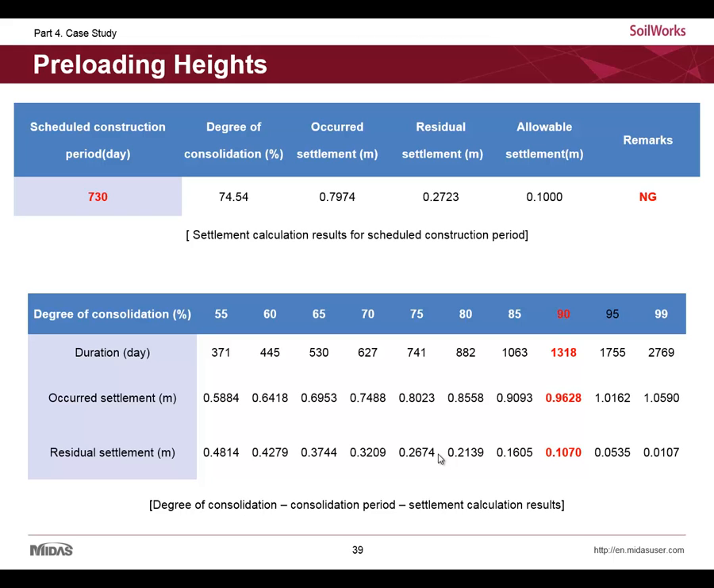Okay, let's look at the result analysis in detail. This is the table in the report generated automatically after analysis. For this case, the target improvement period was 2 years 30 days. And as in the above table, the residual settlement exceeds the allowable one. This means we need to apply preloading to reduce the residual settlement. As below table, we can figure out the target degree of consolidation is about 90% when the residual settlement is close to allowable one.